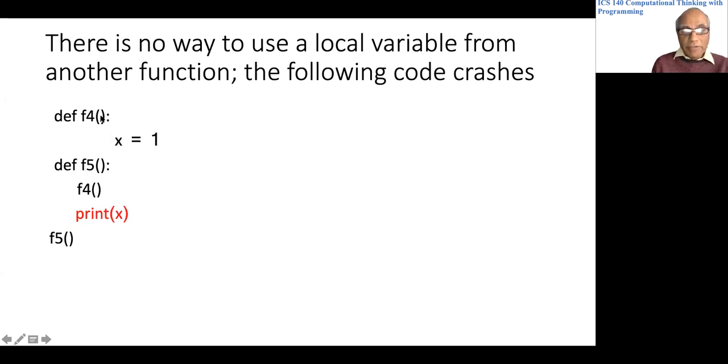X was created when F4 was called, and it is deleted. It is removed from memory when F4 ends. So printing x doesn't make any sense. You can't access this variable, which is a local variable of F4. So you can call F5, F5 calls F4, and x is created, set to 1, and destroyed when F4 ends. So all local variables are destroyed when a function ends.